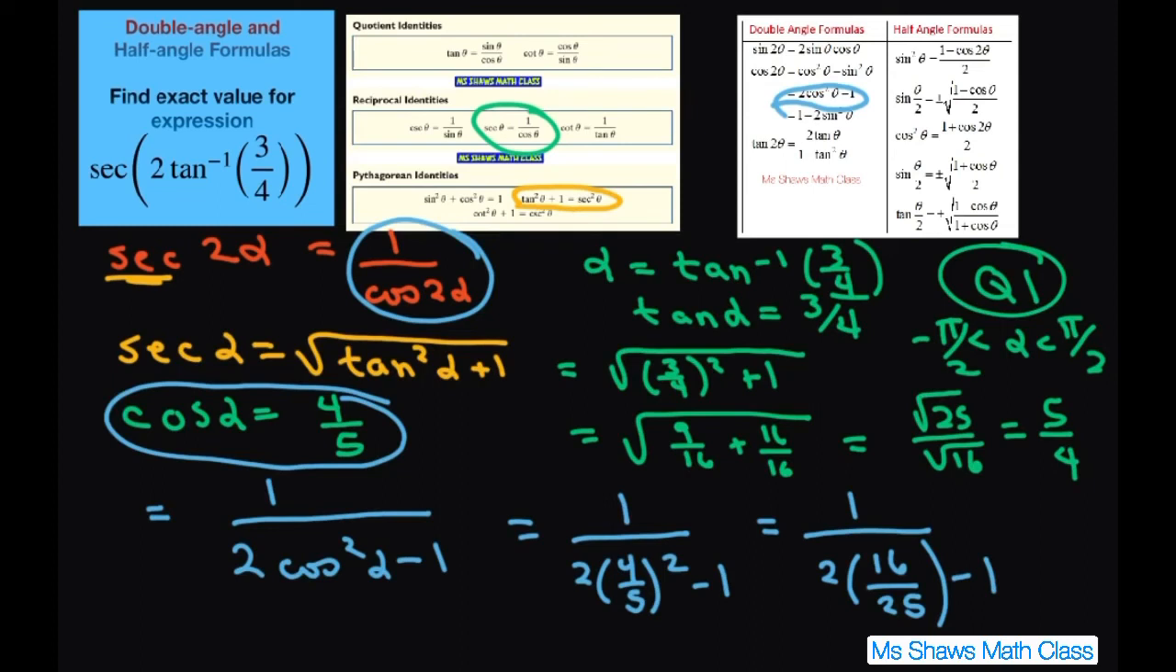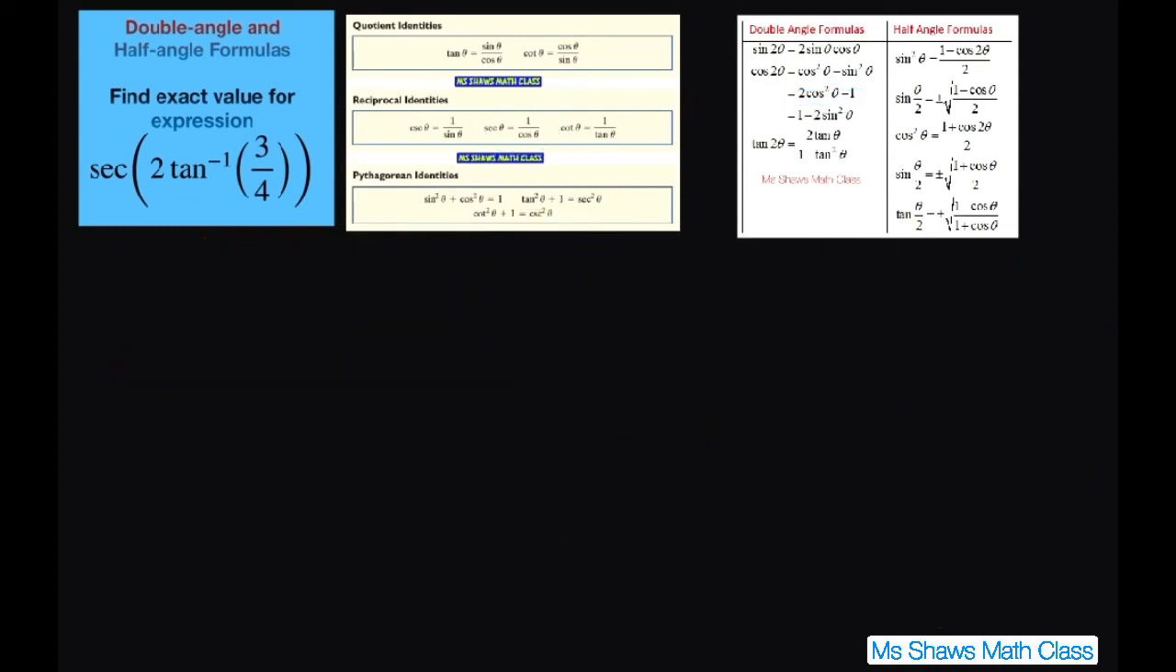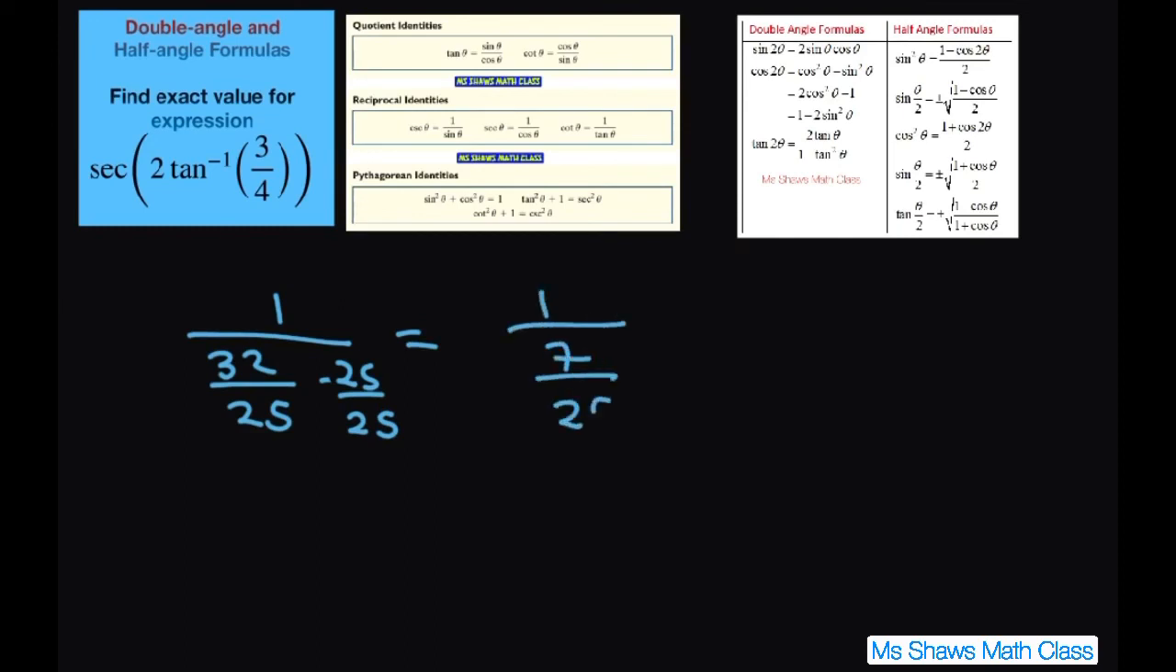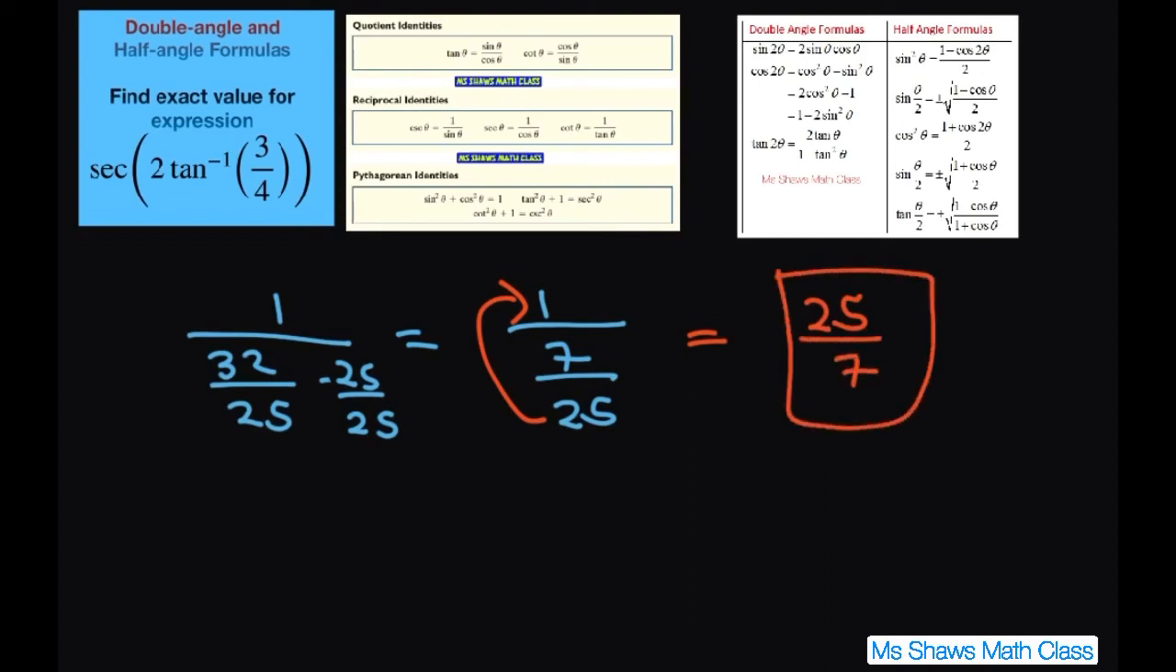And that's going to give us 1 divided by 32 over 25 minus 1, which equals, well, let's go ahead and write this as 25 over 25. My 1, the common denominator. So that equals 1 divided by 7 divided by 25. Now to simplify this, I'm just going to move that 25 up there. So it's going to be 25 divided by 7. And that's your final answer.